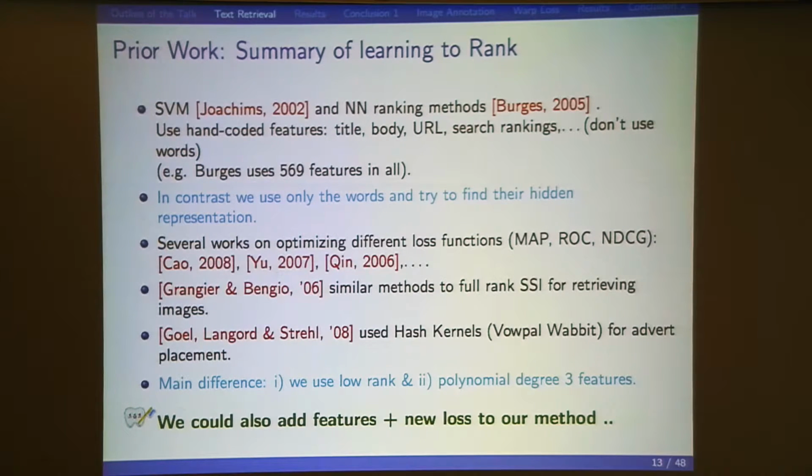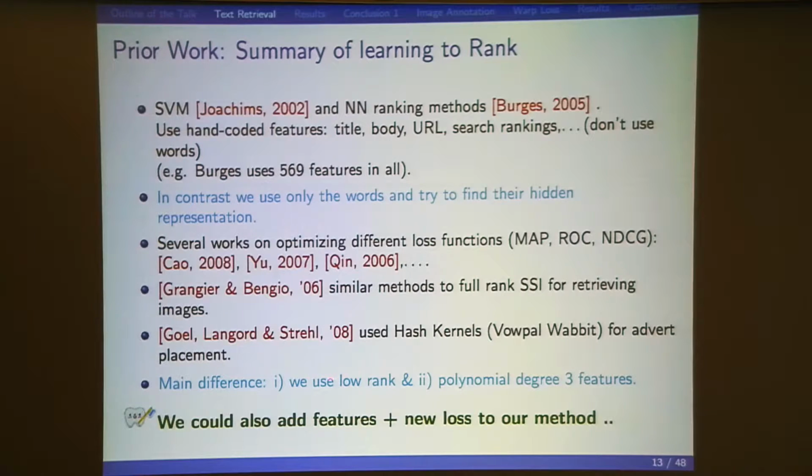And then there are several works on trying to improve the loss function over the ranking loss that I just showed on the previous slide, like trying to optimize mean average precision or NDCG or one of these things that tries to care about the top of the rank list rather than just the average position. I'm going to talk about that a little more when I talk about image annotation. And there are some other works that try to deal with having a huge number of features, like hash kernels, that we also compare to in our experiments.